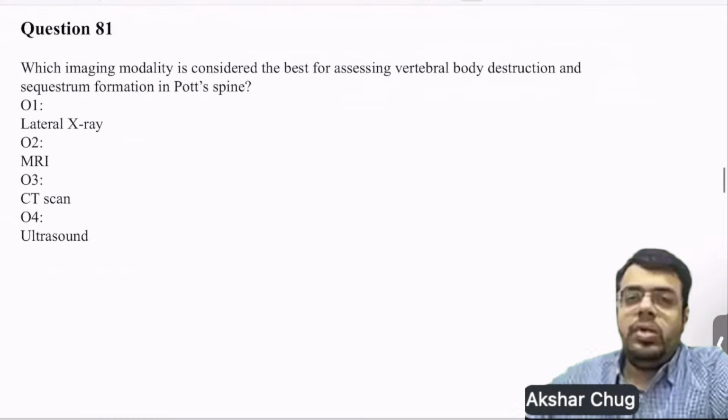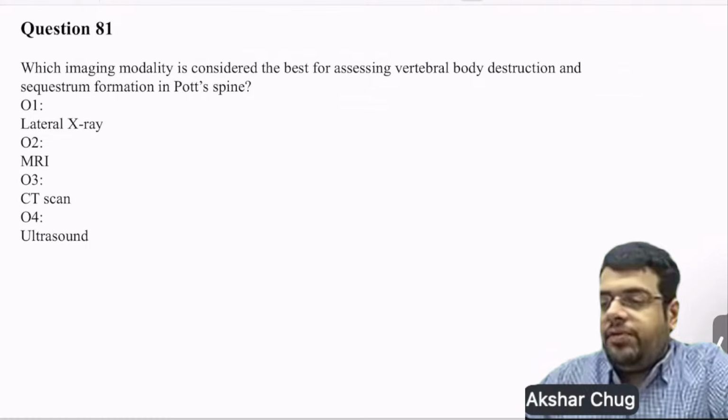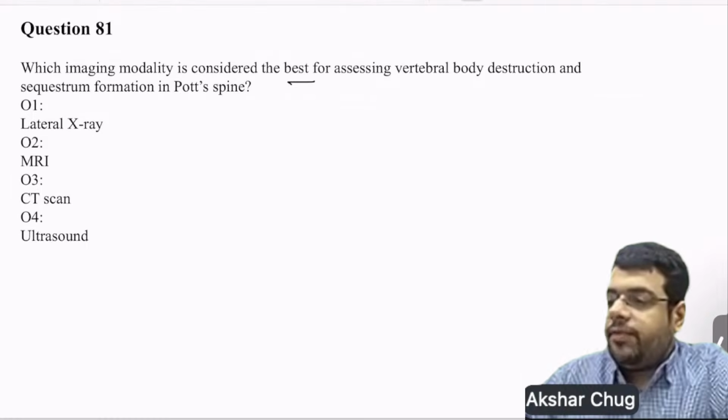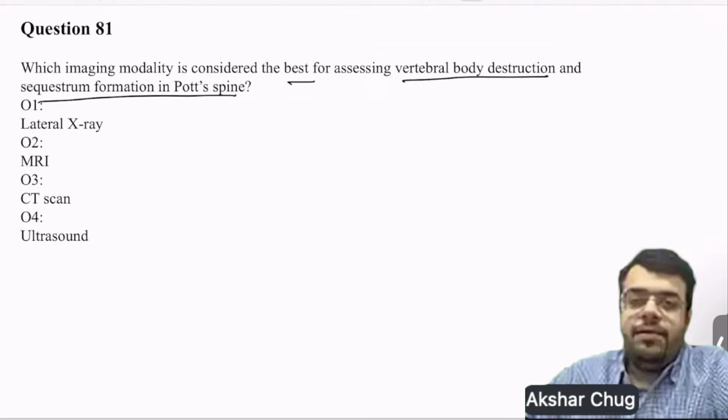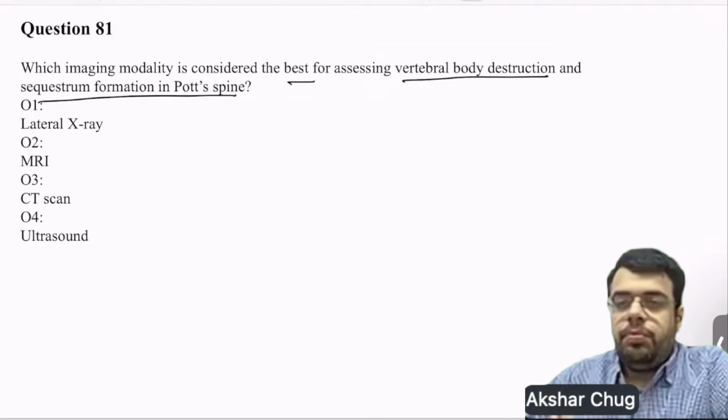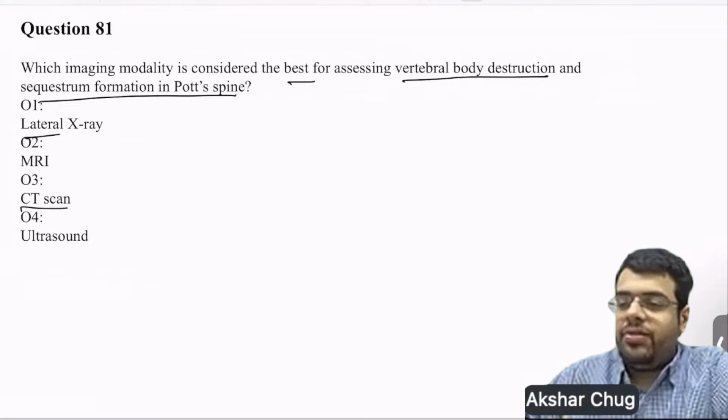Moving on to question 81. Which imaging modality is considered best for assessing the vertebral body destruction and sequestrum formation in Pott's spine? Now, whenever we are told to choose between CT scan and X-ray, we'll choose CT scan as it always has better resolution than X-ray.